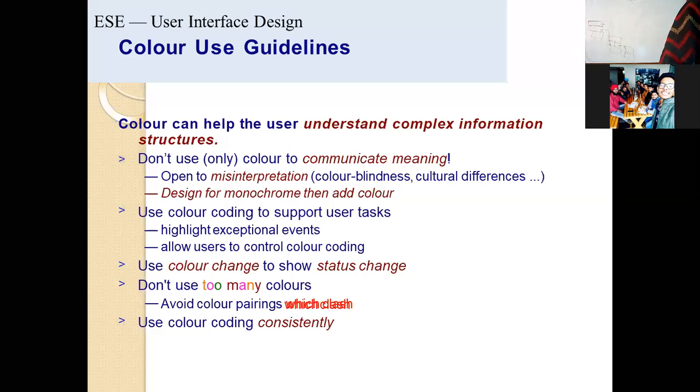Use color change to show status change. You must have seen that if you have used undo and you are using undo again, the color is changed, or we are not able to click that particular option, just because the status of that particular command, that particular operation, has changed. That is the thing here.